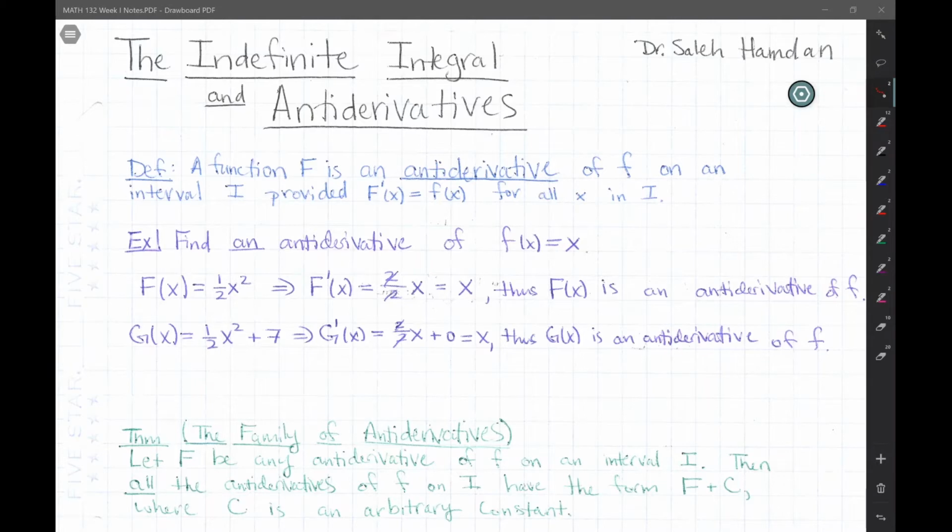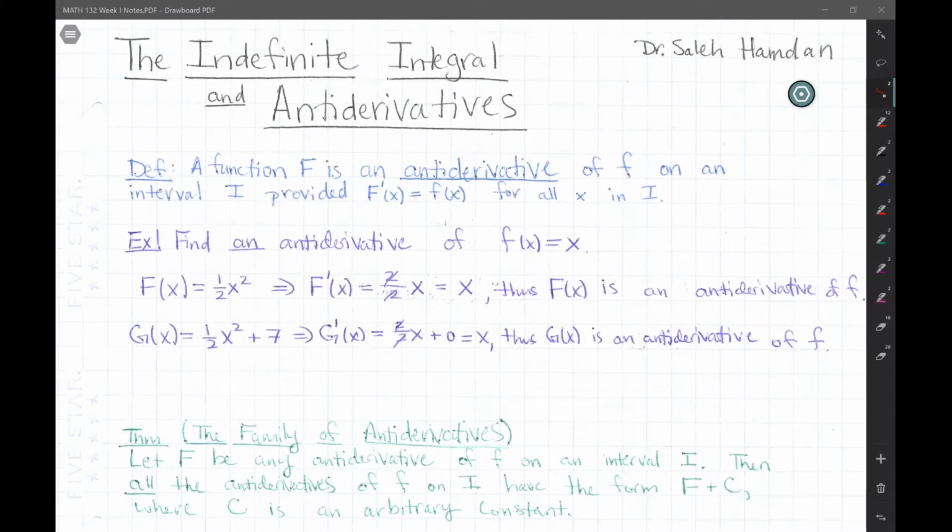But there wasn't just one function that worked. I mean, take a look at capital G of x. This is 1/2 x squared plus 7. Let's take the derivative of capital G. When we do so, we also end up with x. And so g of x is also an antiderivative of f.